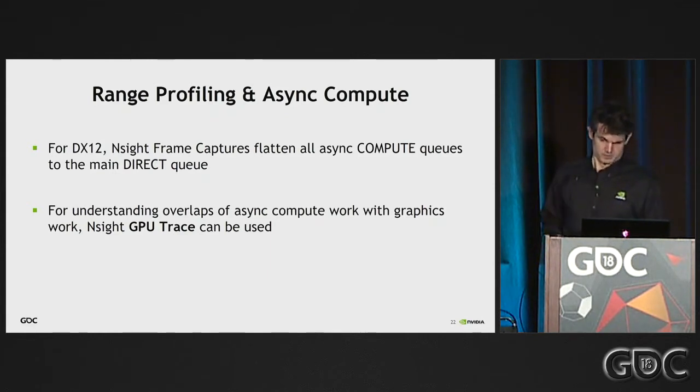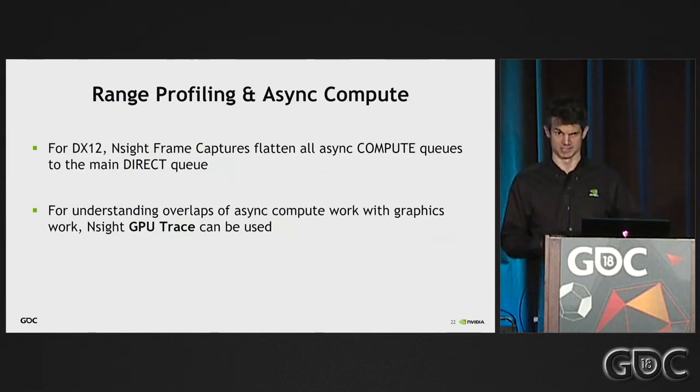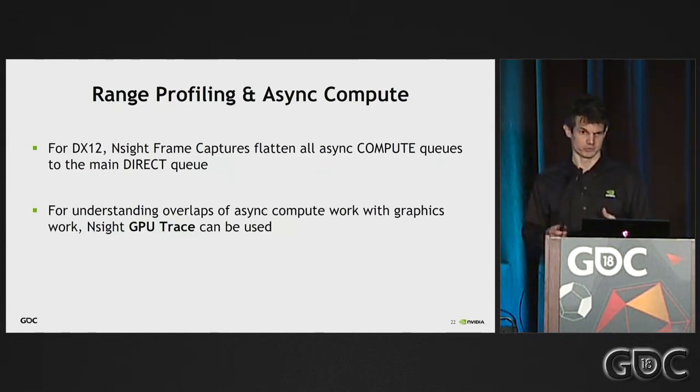Now, the assumption that we are making in this range profiling here is that the application has no asynchronous compute. But if it has asynchronous compute, what will happen is that the Nsight capture will flatten all of the async compute workloads into the main direct queue. So they will still work, but just know that you will effectively look at the async compute workloads separately from the rest, whereas in reality, it may overlap with graphics work.